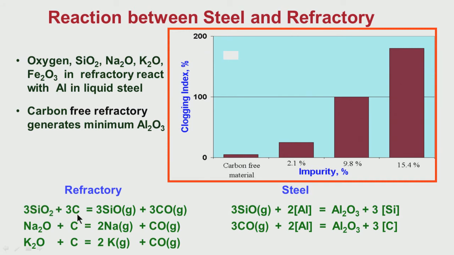This SiO2 will react with carbon, and SiO gas and carbon monoxide gas are generated. If you have sodium oxide in the refractory, it will react with carbon and generate sodium as gas and carbon monoxide as gas. If you have potassium oxide, it will react with carbon and generate potassium as gas and carbon monoxide as gas. Now, what happens to this SiO gas and carbon monoxide gas?